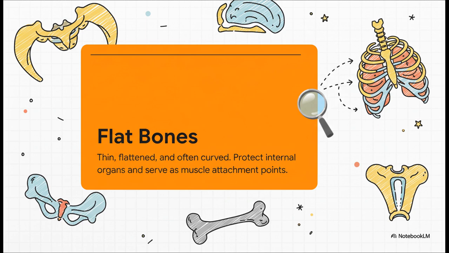Flat bones are pretty cool. They're like the body's personal shields. They're thin, often a little curved, and they have two main jobs. First, protecting our vital organs, like the bones of your skull protecting your brain. And second, they provide a big, broad surface for muscles to attach to, like your scapula, your shoulder blade.